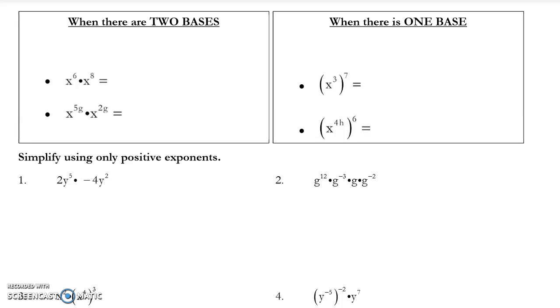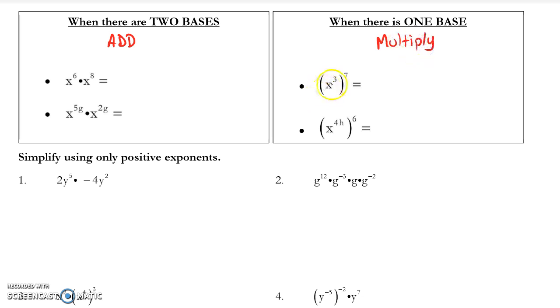The main focus of this video is the three multiplication properties for exponents. We'll start by differentiating between our properties when we have two bases versus one base. Recall that when we have two bases, like x to the 6th times x to the 8th, or x to the 5g times x to the 2g, that's when we add our exponents, and when there is one base but two exponents, we multiply.